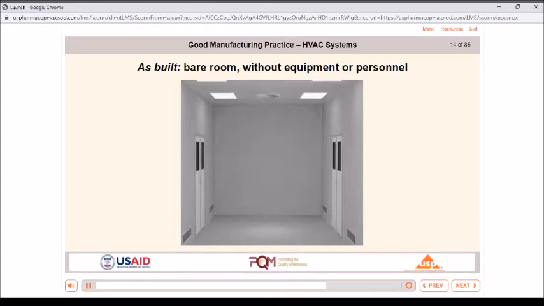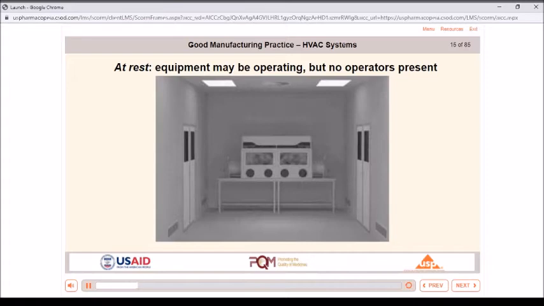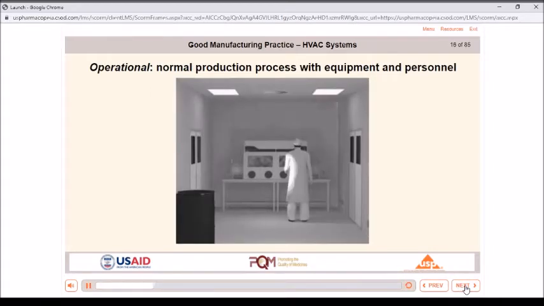Besides at rest and in operation clean room states, another condition most commonly used by HVAC contractors is as-built condition. As-built clean rooms are those which are ready with all services connected but without equipment and personnel. At rest, equipment may be operating, but no operators present. Operational: normal production process with equipment and personnel.